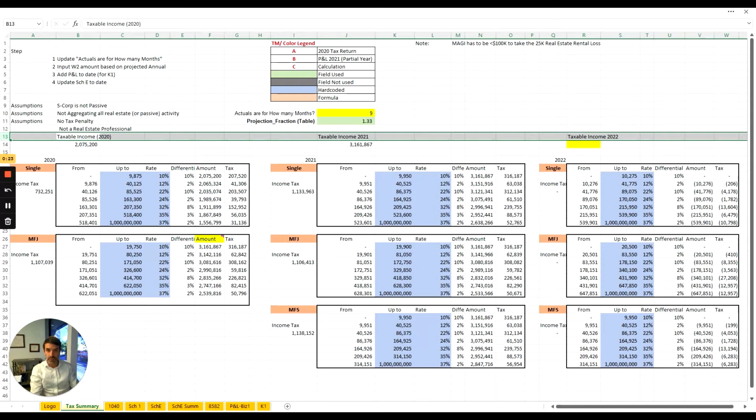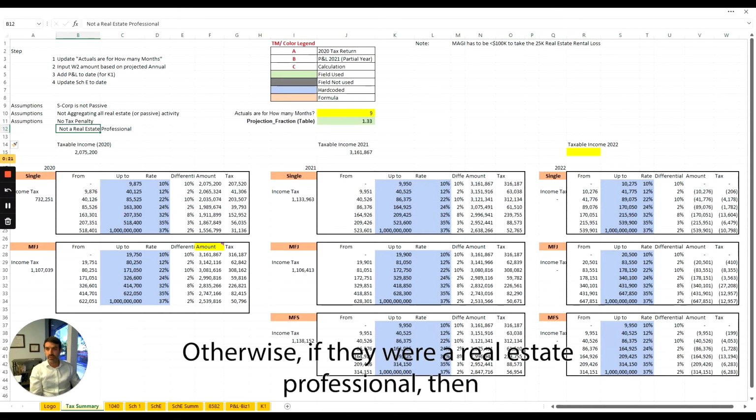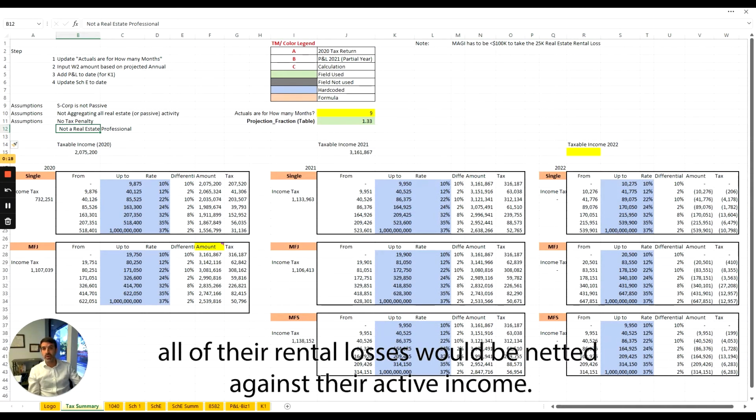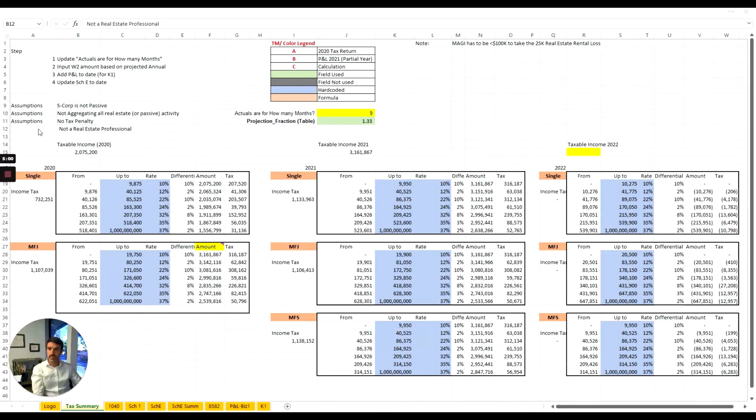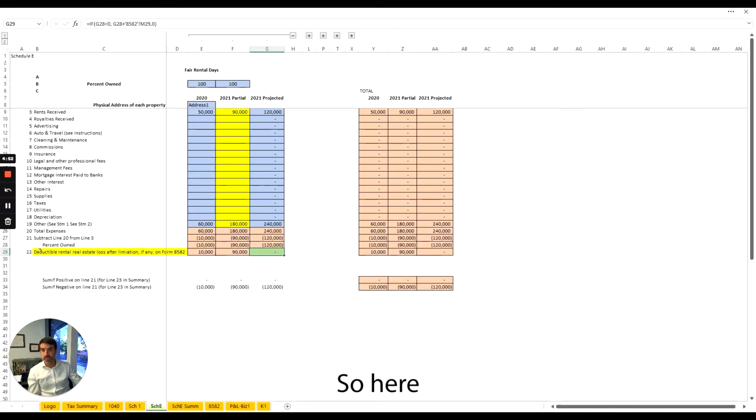Right? Assuming that they're not a real estate professional. Otherwise, if they are a real estate professional, then all of their rental losses would be netted against their active income. Okay, again, the assumption is that they're not a real estate professional. So then we're going to go over here, as we just did, into the Schedule E.